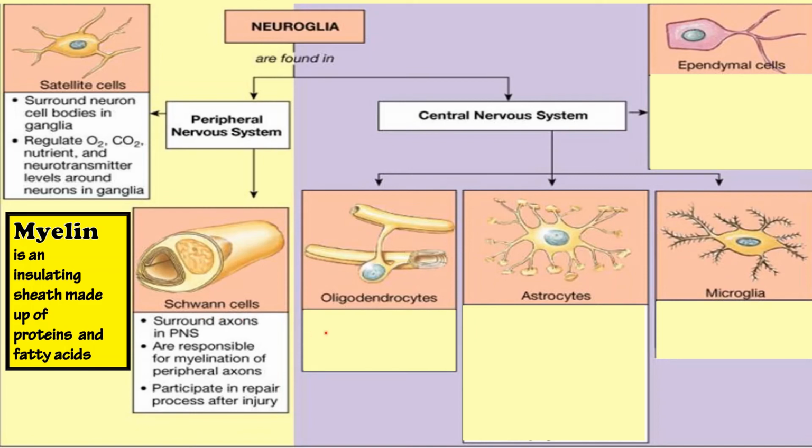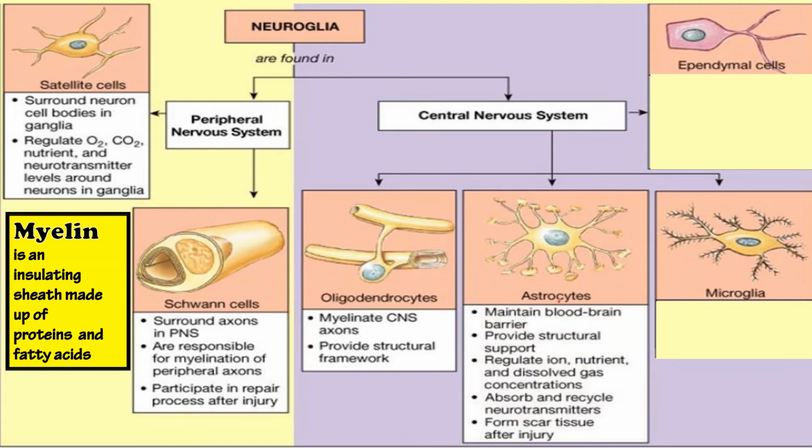Now, the first type of glial cells attached to the CNS are oligodendrocytes. As the name suggests, they are cells with few branches. They also form the myelin sheath. The next type is astrocyte. As the name suggests, astro refers to star. So these are star-shaped cells. They maintain the blood-brain barrier. They also maintain the levels of dissolved oxygen, nutrients, etc. They also absorb and recycle neurotransmitters.